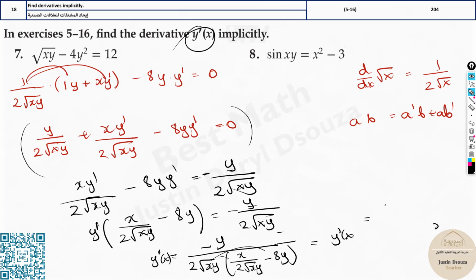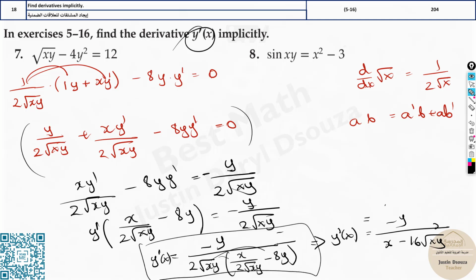But anyways, let me just write the final answer, what it would look like. Minus y divided by this multiplied inside, it cancels off, so x is remaining minus 8y. 8 times 2 will be 16. Sorry, let me write it as 16 square root xy. This is the same answer we got by any method, but over here you can just stop at this particular method, so it'll be just 3 more steps.